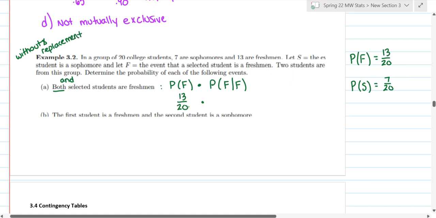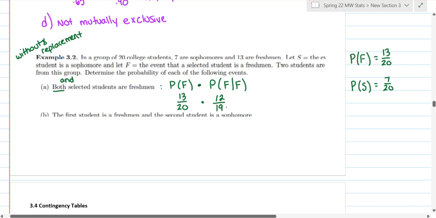If I select a freshman the first time, out of 13, I have 12 left that I can pick. And if I selected the first time any student, I only have 19 left to choose from because I already selected my first student. They're standing off to the side, and then I'm going to go select my next student. So now there's only 19. So that's what changes with the without replacement. My denominator is changing. I'm not putting that person back in my group.